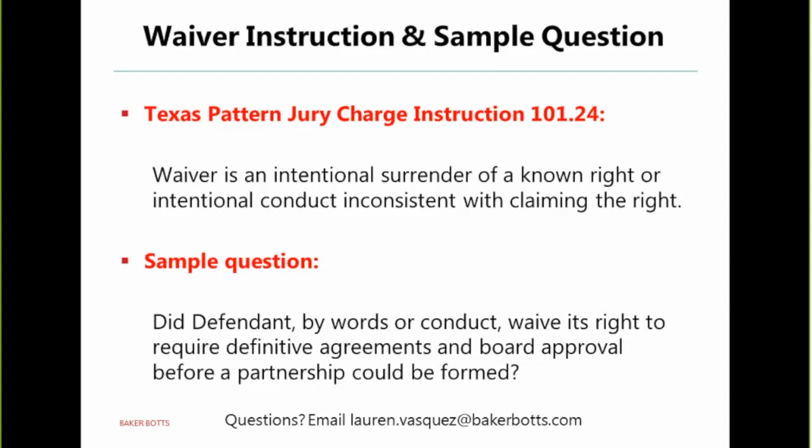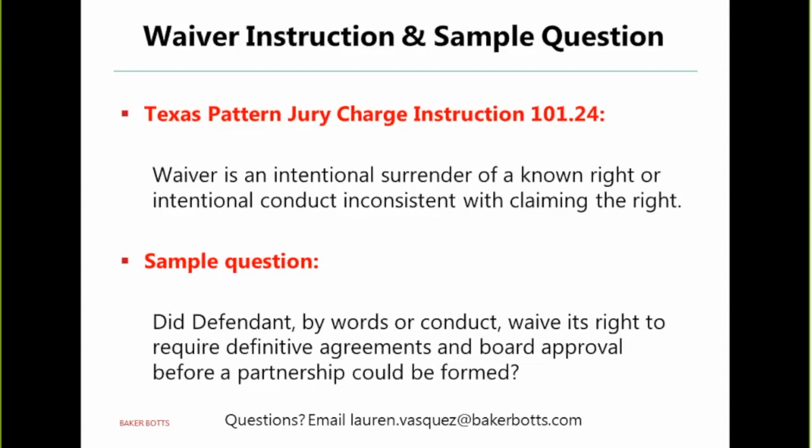Did the defendant, by words or conduct, waive its right to require definitive agreements and board approval before a partnership could be formed? The way the Court of Appeals decision reads, had that question been asked and answered affirmatively by the jury, at least the analysis of the Court of Appeals would have had to be different.